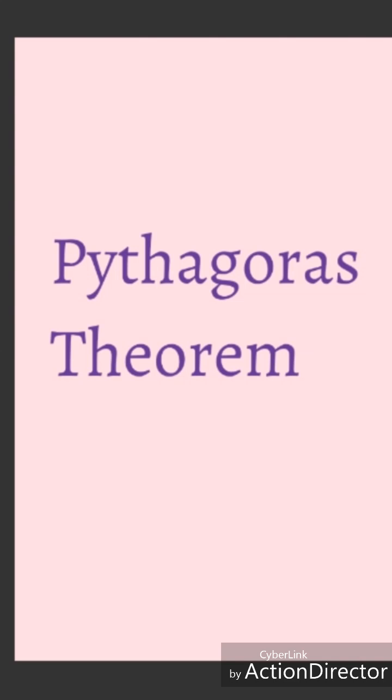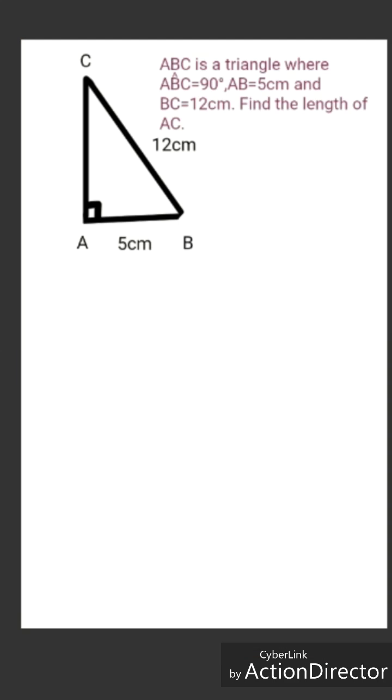So to start off with, I'll be giving you a basic example. ABC is a triangle where the angle B equals 90 degrees and AB equals 5 centimeters and BC equals 12 centimeters. Find the length of AC. What the question is asking you is, what is the length of AC, not the whole triangle. To find the solution, you'll have to use the formula that is given.